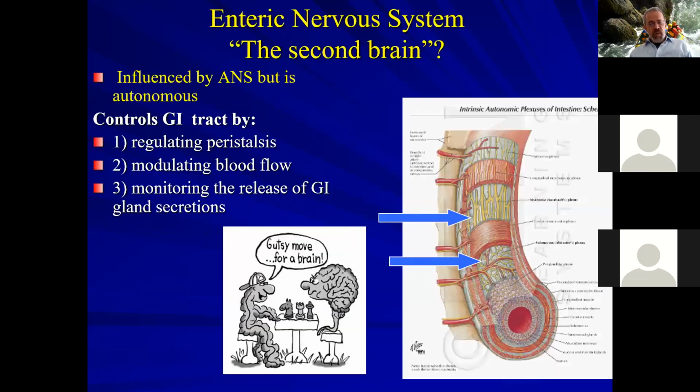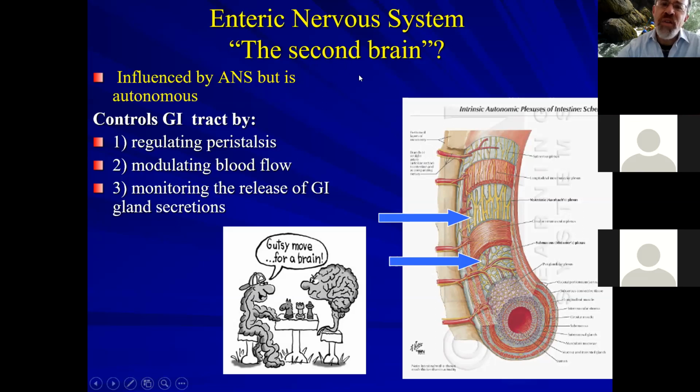All right. As promised, I mentioned that I was going to talk about the enteric nervous system. The enteric nervous system, like I mentioned, is also known as the second brain. It is influenced by the ANS, but it's also autonomous. What does that mean? That seems like an oxymoron. Well, it can function on its own, but it takes input from the sympathetic and parasympathetic.